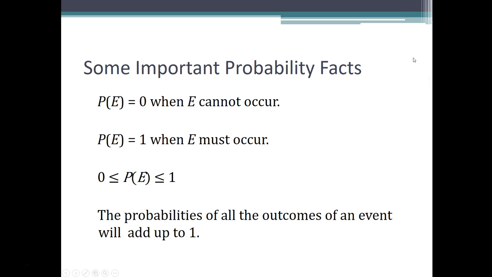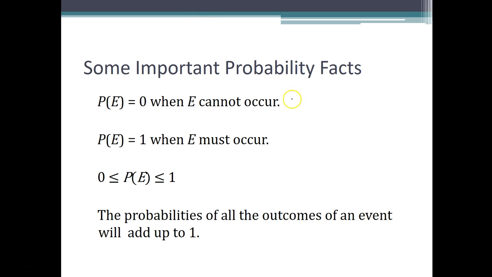Okay, some of these important probability facts I've already touched on. Probability of something happening is 0 when that something can't occur. Probability is 1 when it must occur. Probability always falls from 0 to 1 somewhere. The lowest is 0, the highest is 1, or it's some proper fraction in between. And the probabilities of all the outcomes of an event will add up to 1 every time.